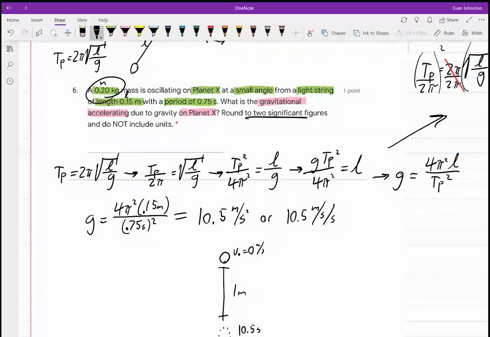But now this question says 2 significant figures. So how do I round that? Well, that just becomes 11. It would be 11 meters per second squared, but again, we cannot put units on this, so it's just 11. So that's it. Hope that made sense. If not, sorry, rip.